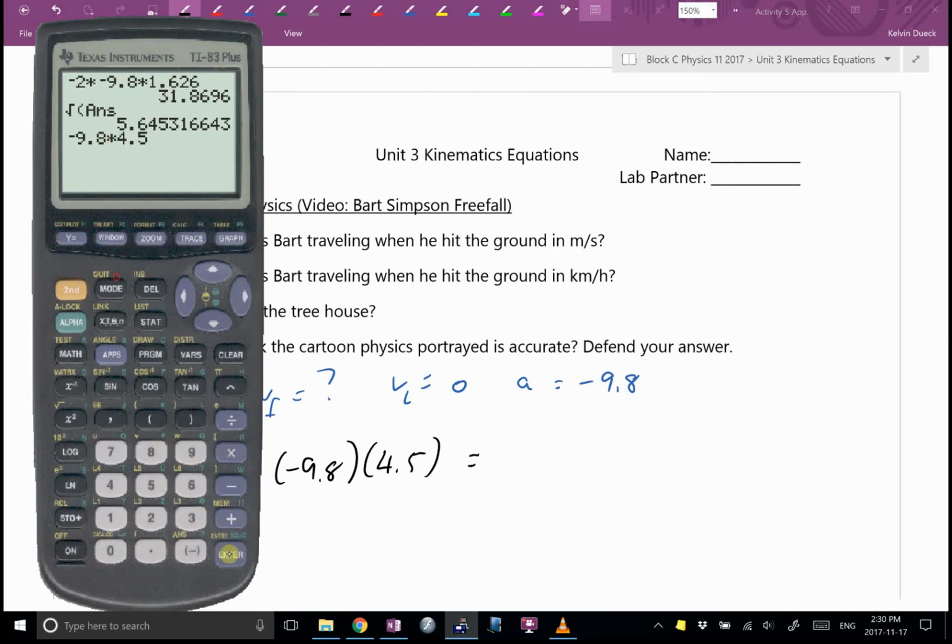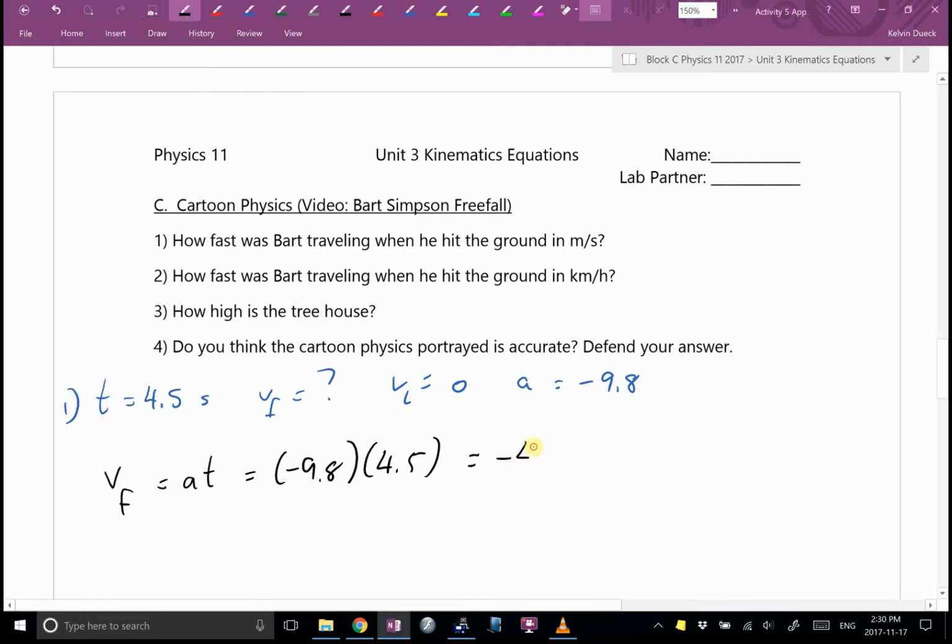Now, I get a negative answer. Should I get a negative answer? Yeah, oh yeah. And, Misha, was V final 0? No. Only time it's 0 is at the top for a split second if you're going on the way up. So I get negative 44.1 meters per second.